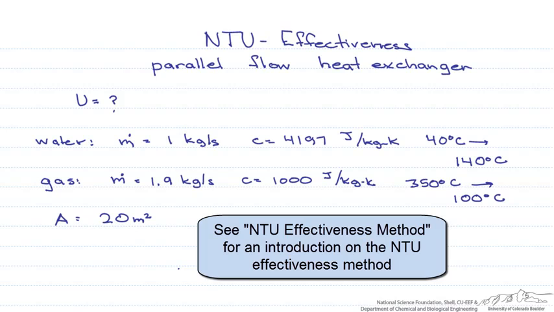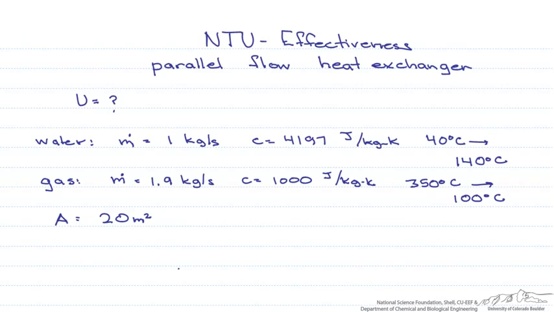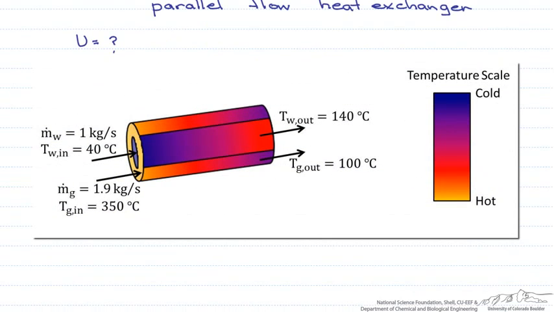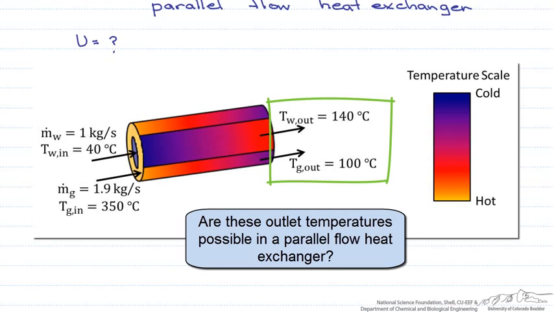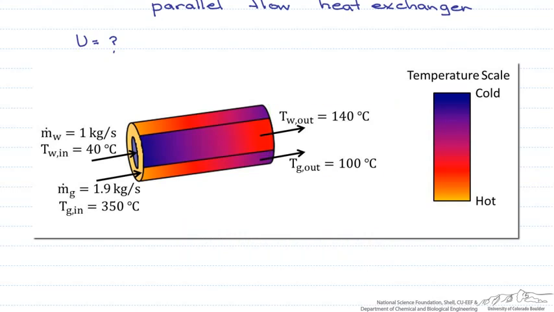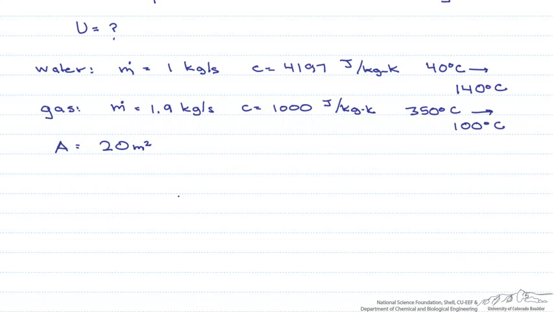In this screencast, we're going to use the NTU effectiveness method for a parallel flow heat exchanger to find the overall heat transfer coefficient, or U. In this concentric heat exchanger, we have water that comes in at 40 degrees C and is heated up to 140 degrees C by hot gases that come in at 350 degrees C. How are we going to solve for the overall heat transfer coefficient?